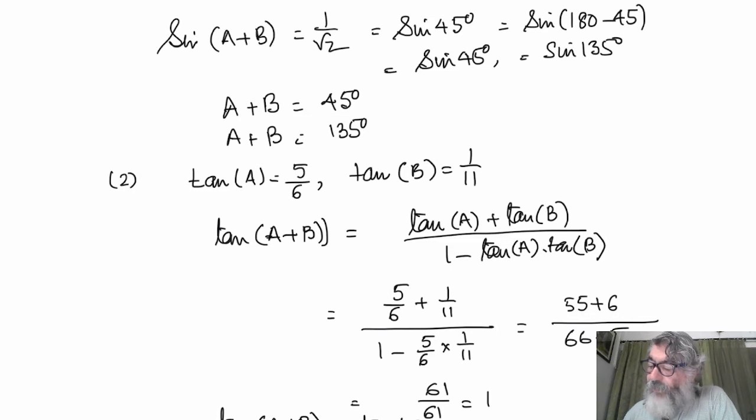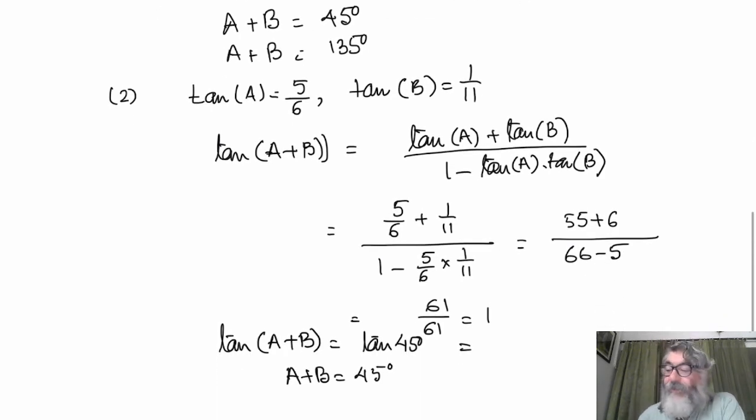45. You will say you should write tan 135 like you wrote in the previous question. We wrote sine of 180 minus 45, which gave 135, which was also the same value. But here what will happen is, if I write tan of 180 minus 45, then it will become minus tan theta, and the value will be minus 1, not plus 1. So only one possible value is there, that is A plus B is equal to 45.